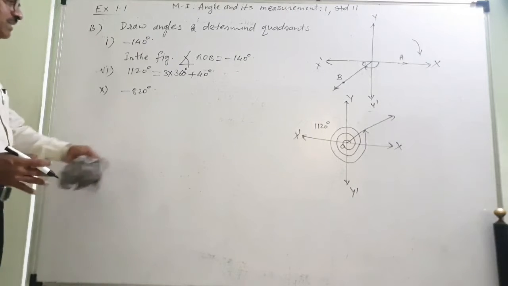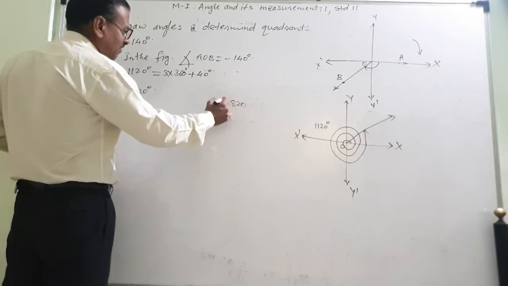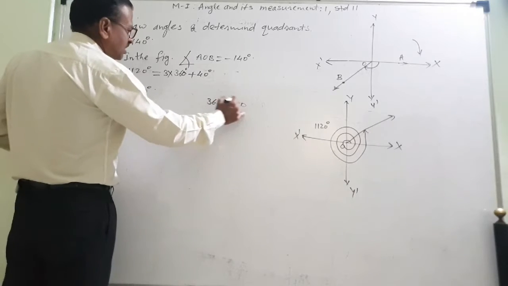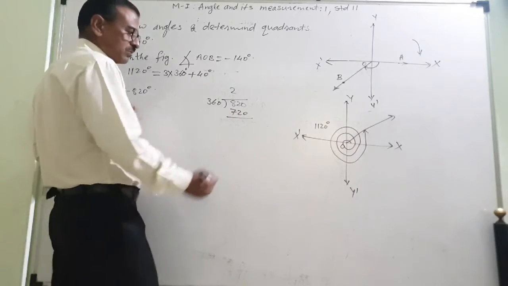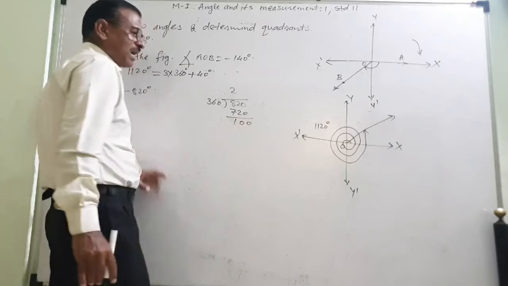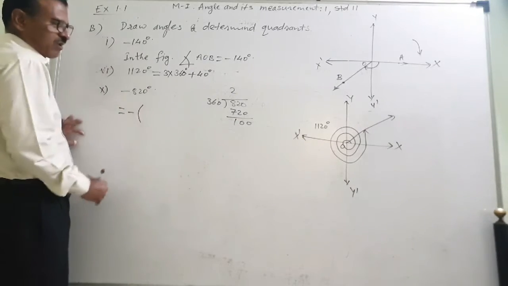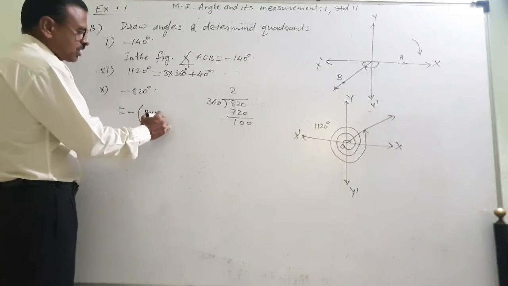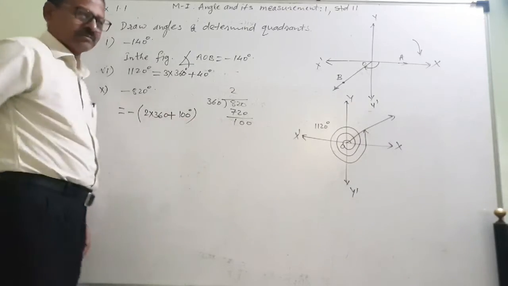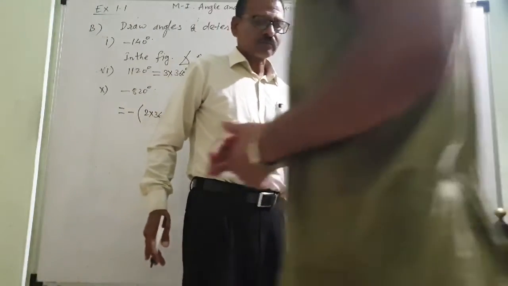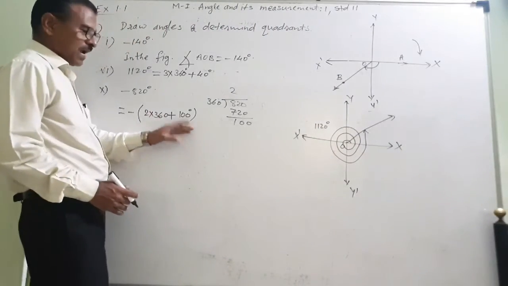Now minus 820. First of all I will see the division. 820 divided by 360. 2 times 360 is 720, so the remainder is 100. So this is nothing but minus of 2 into 360 plus 100 degree. Okay, 2 into 360 plus 100 degree.